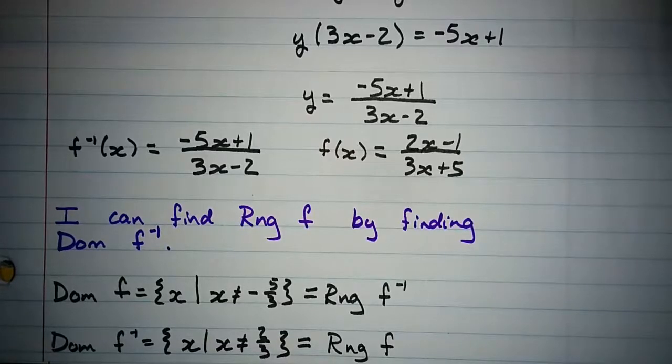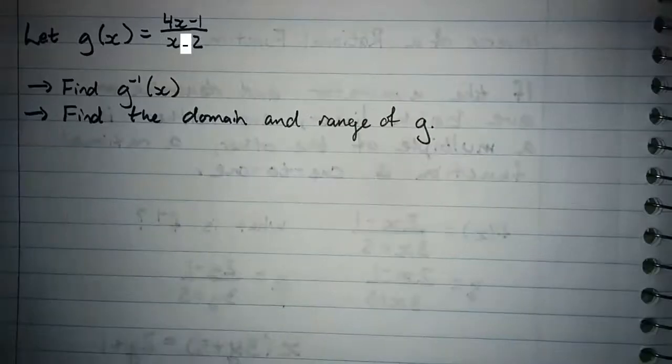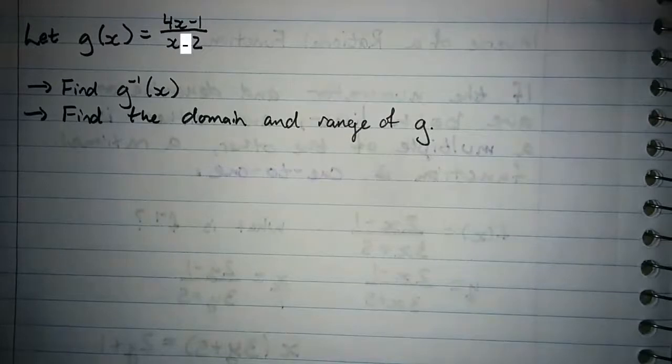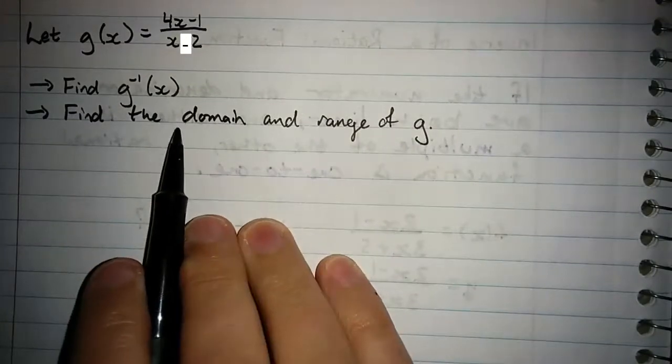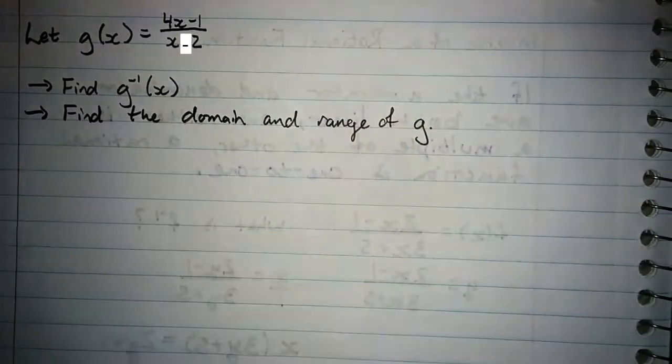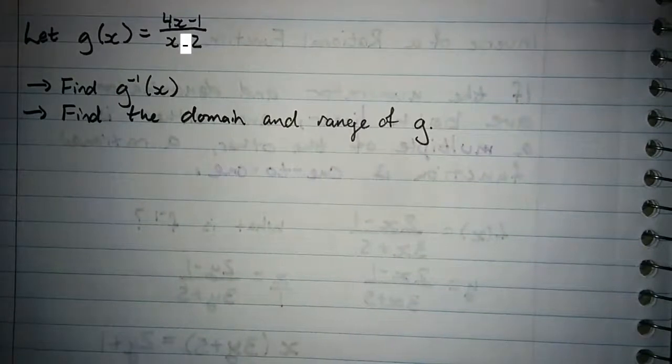All right, I'm going to give you one of these to try. Let g of x be 4x minus 1 over x plus 2. And first find g inverse of x, then find the domain and range of g. Pause the video and try this now.